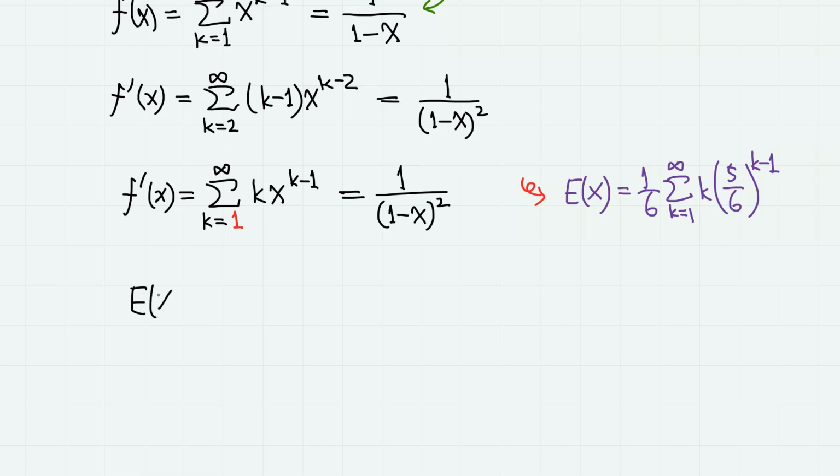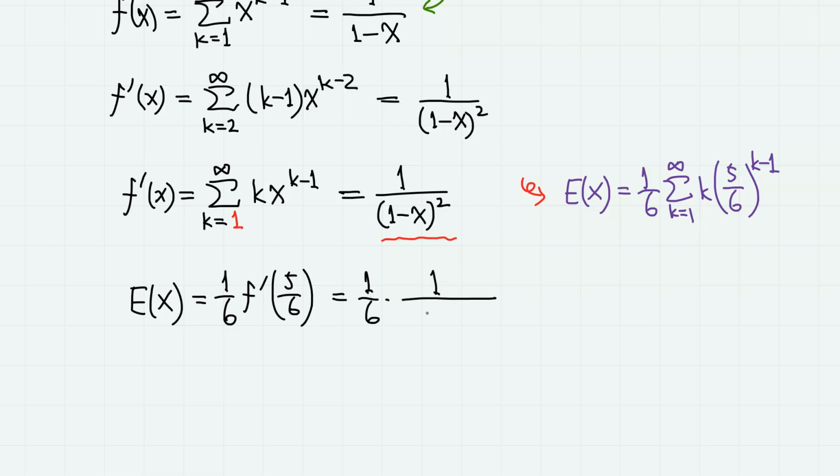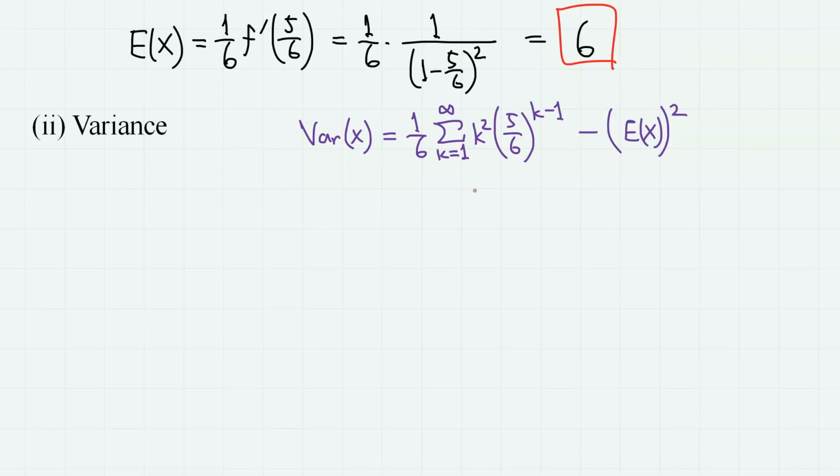Note that our expected value is simply 1/6 times f prime of 5/6. So using this expression on the right hand side, we have 1/6 times 1 over (1 minus 5/6)^2, which gives 6. So that was the expected value. And now for the variance. Note that in order to calculate variance, we need the sum of this series. So here, let this sum of k squared times x to the power of k minus 1 be g(x).